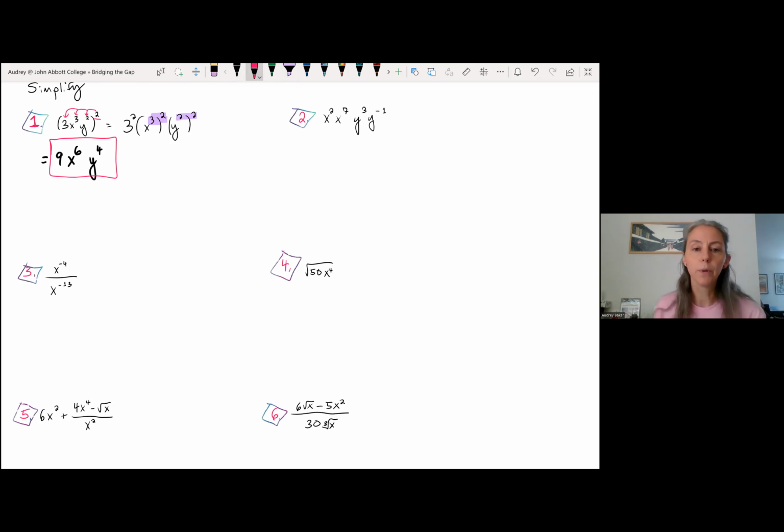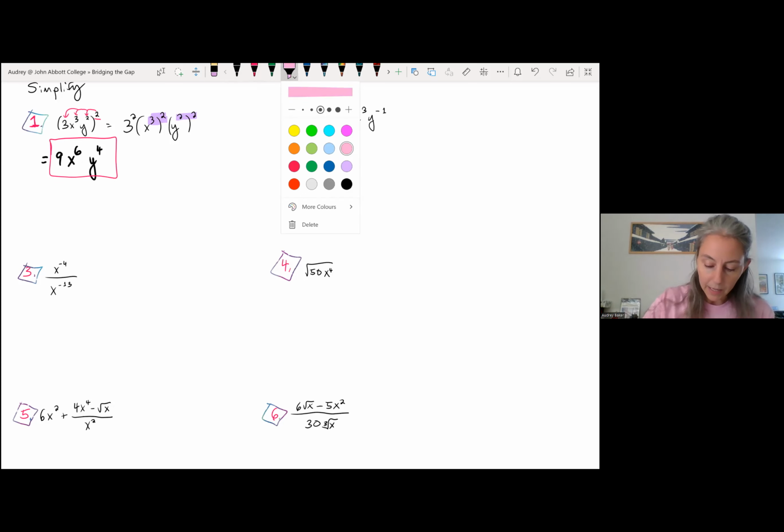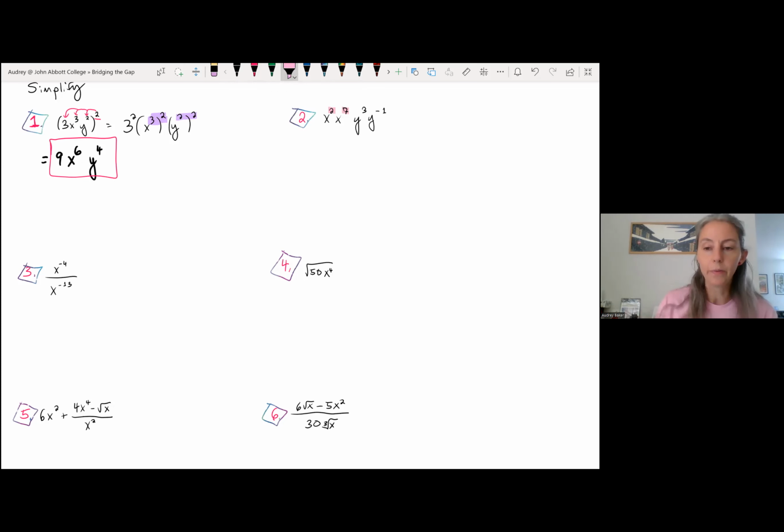All right. Number 2, we have x squared times x to the 7th times y cubed times y to the negative 1. So we have another exponent rule that tells us that when we have the same base and different powers, we add those powers together. Again, if you're a little bit confused, make sure you go watch the video about this exponent rule. So then this becomes x to the power of 2 plus 7, y to the power of 3 minus 1. So this is x to the 9, y squared.